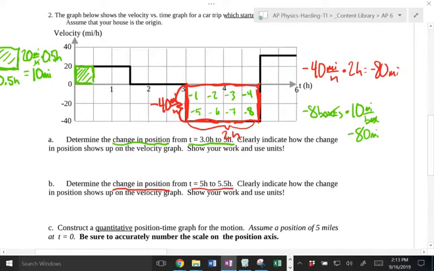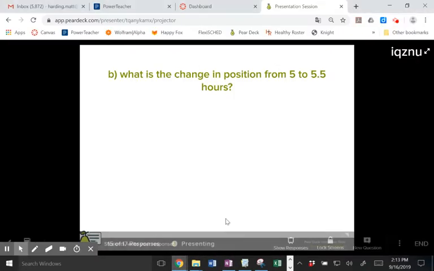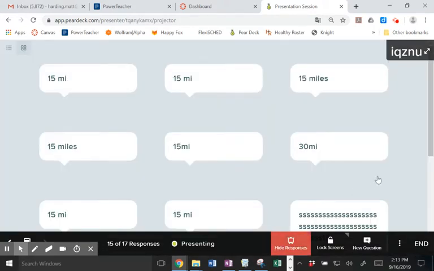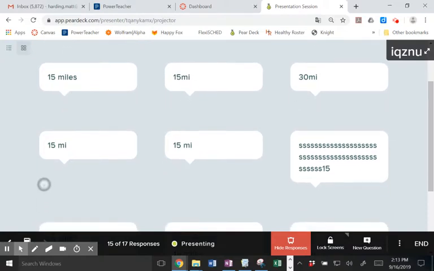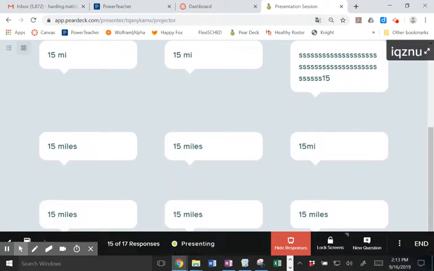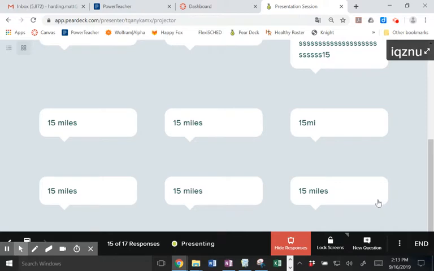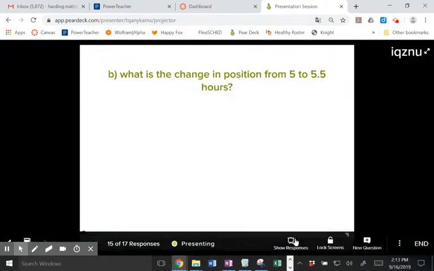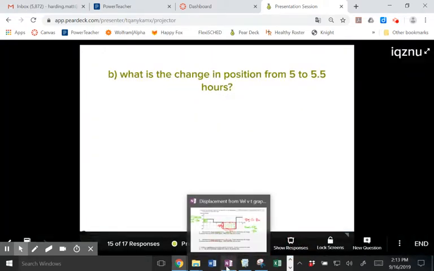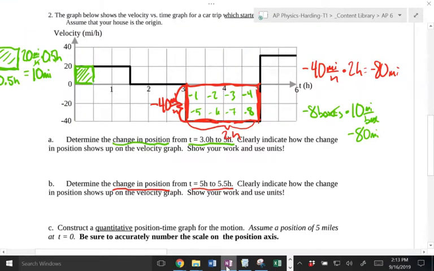How'd we do? 15 miles, 15 miles, 15 miles, 30 miles, 15 miles, 50 miles, 50 miles, 15 miles. Okay, cool. Somebody's losing a half point for units, and somebody's off by a factor of 2. But yeah, what do you got here? 30 miles per hour tall by half an hour wide. You're going to get 15 miles there. Okay?